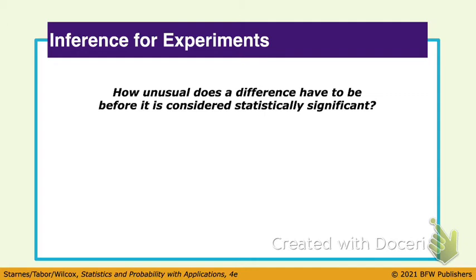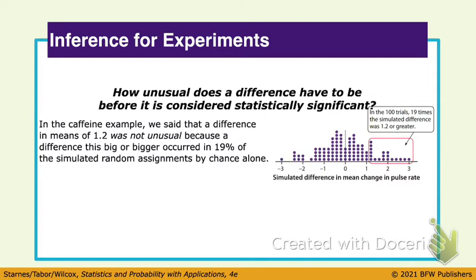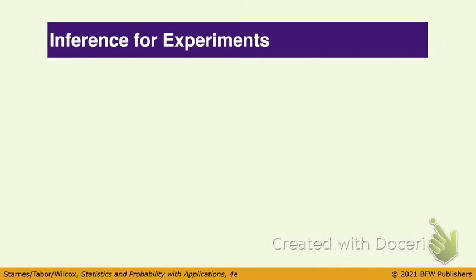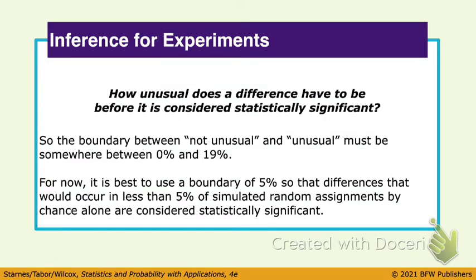How unusual does the difference have to be? We've seen two examples. We had the 19%, which didn't seem to be a big difference. And then we had a 0% chance that it was only by accident, which obviously is a big difference. So where do we draw the line? It's somewhere between 0 and 19%, which is a pretty big spread. So usual versus not usual, somewhere between 0 and 19%.